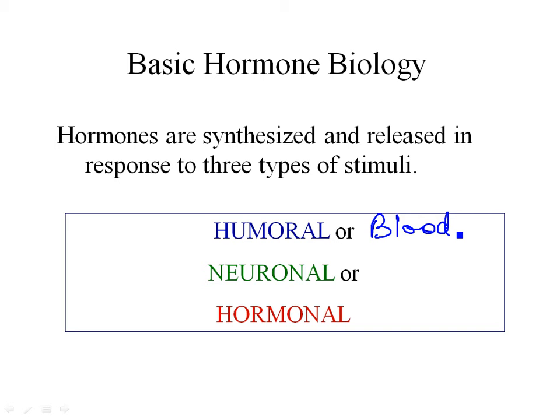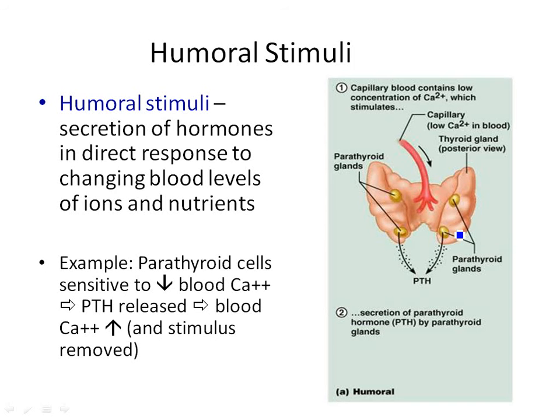Neuronal should be pretty self-explanatory. It's when you have the nervous system that is going to stimulate hormones to be secreted. And then hormonal secretion of hormones. Well, that one may sound a little strange, but you'll see as we continue to discuss this that in many cases hormones cause other hormones to be secreted.